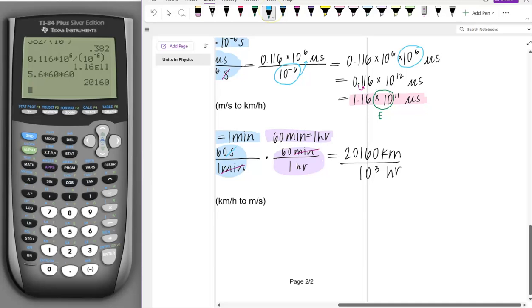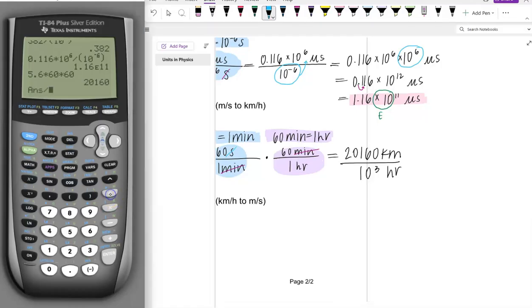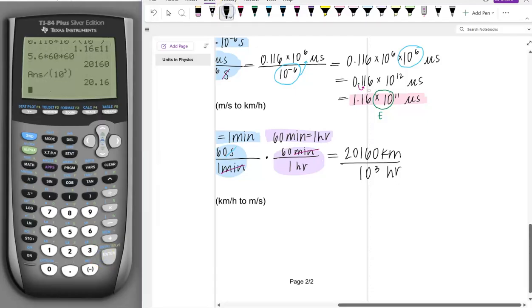Now we need to convert this. We can't leave this as 20,160 over 10 to the third. So if you want to just go ahead and divide it in your calculator, you can, or you can use your exponent rule if you remember how to do that. We get 20.16. And we're going to keep this kilometers per hour. That's your final answer.